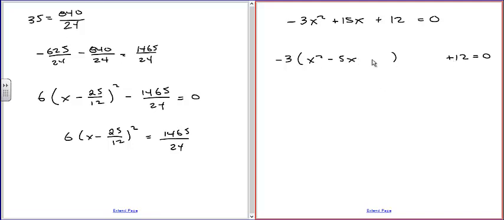So you can see if I multiply this out, I'll get negative 3x squared plus 15x. So we take negative 5, divide by 2, square it, which becomes 25 over 4.